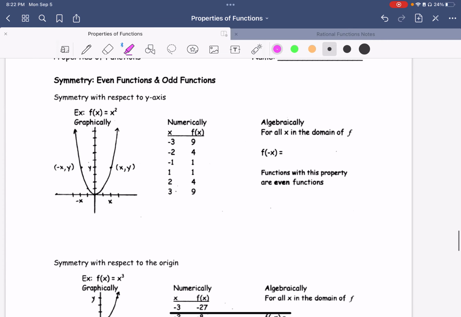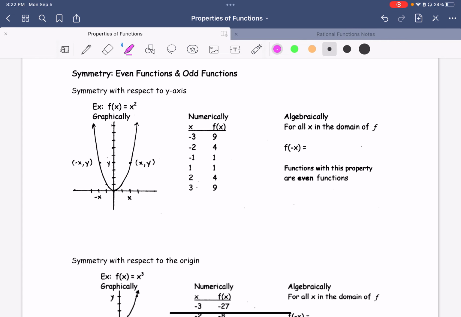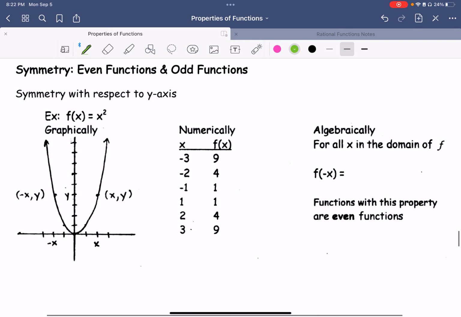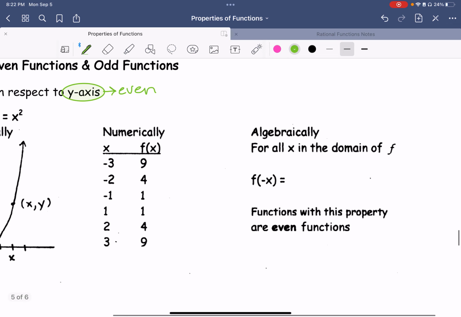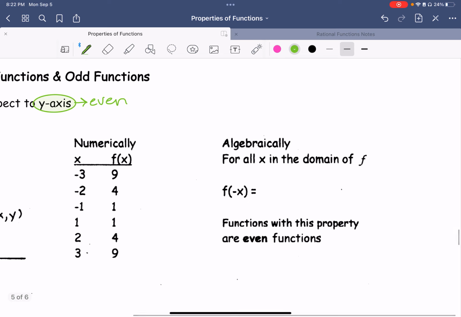So this page talks about symmetry. We're going to be talking about even versus odd functions, and we'll start with even. So when you have symmetry with respect to the y-axis, that's going to give you an even function. Okay, this is even, and graphically what that means is that you can reflect it across the y-axis and they'll be the same on both sides. Okay, so reflects across y-axis, graph is the same on the left and the right.